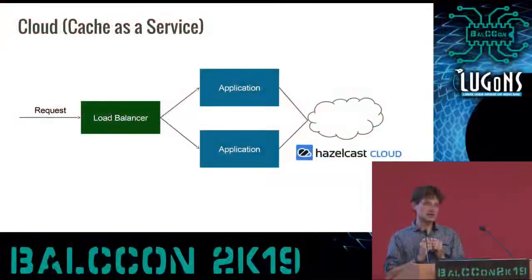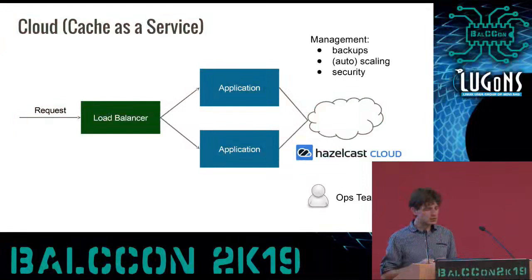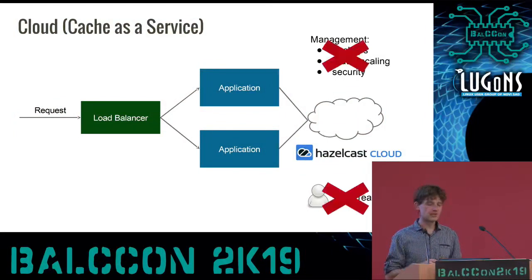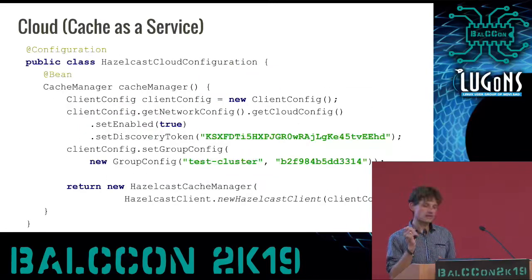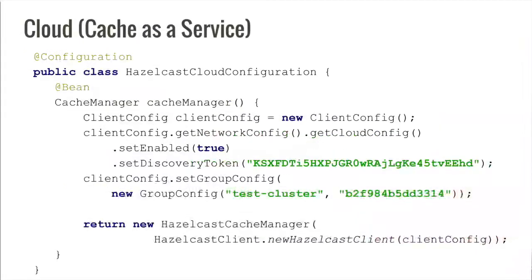Application connects to one cluster in the cloud. So we don't have to think about all this management like backup, scaling, security, and so on. Nevertheless, it's still the same architecture, no problem with distribution if we connect in client-server mode. How to configure this? Again, like in Spring, if you use Hazelcast Cloud, I will speak about Hazelcast Cloud because I'm from Hazelcast, but you have other solutions, like if you want to use Redis, you go to Redis Labs. The idea is exactly the same.